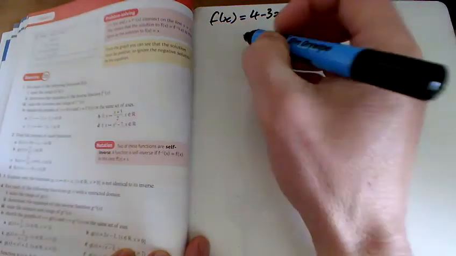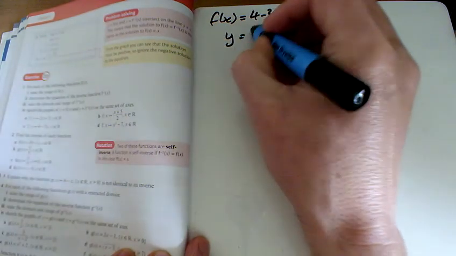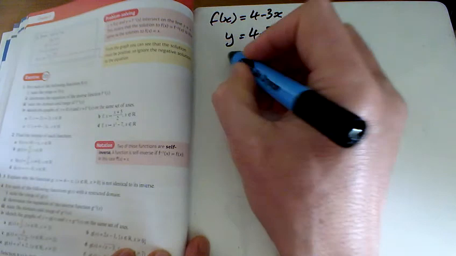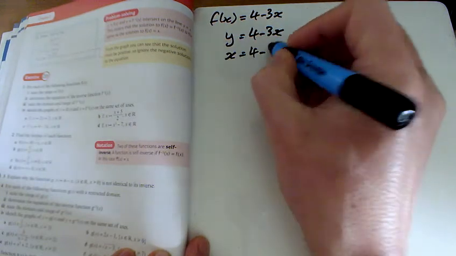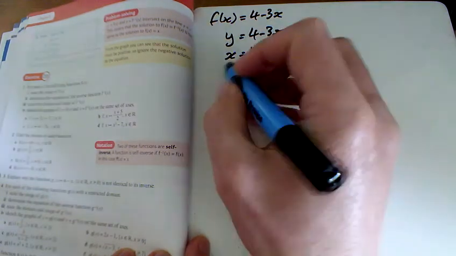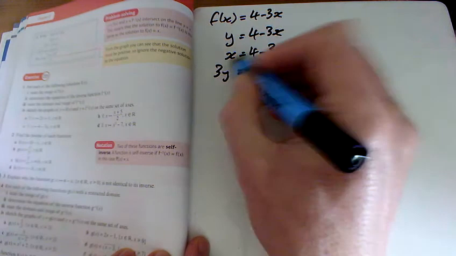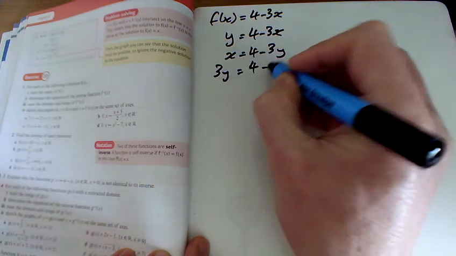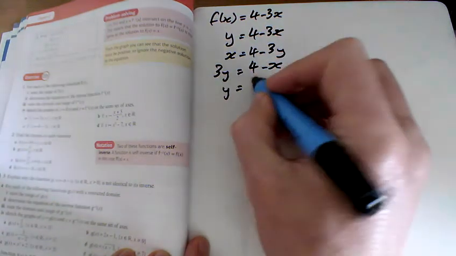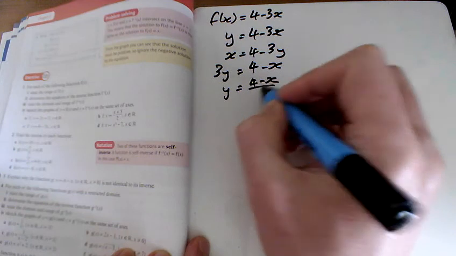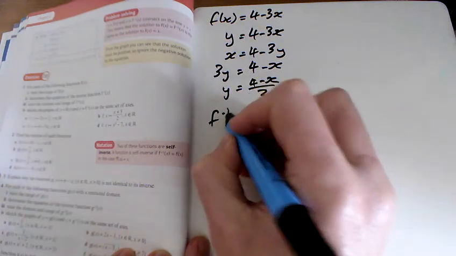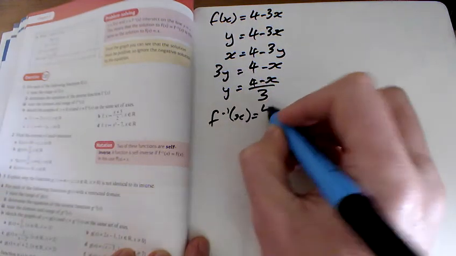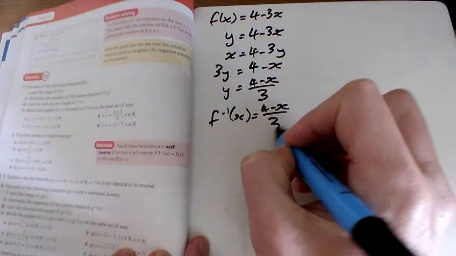Continuing question 1 with part C, I've got 4 minus 3x. We're going to switch the letters round and rearrange to get y all on its own. So I'm going to add the 3y to both sides and take the x from both sides and then divide both sides by 3. And so the inverse function is (4 minus x) over 3.